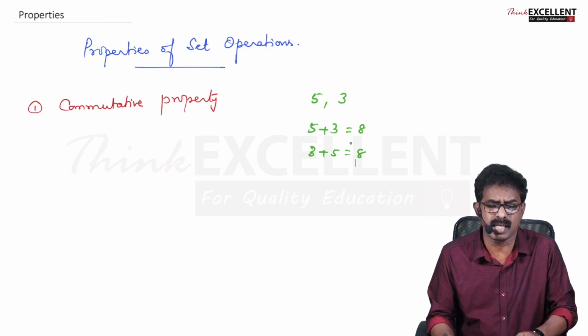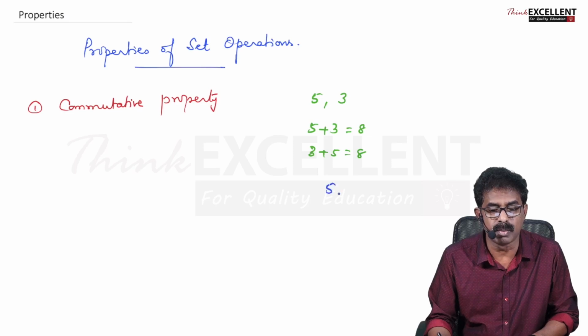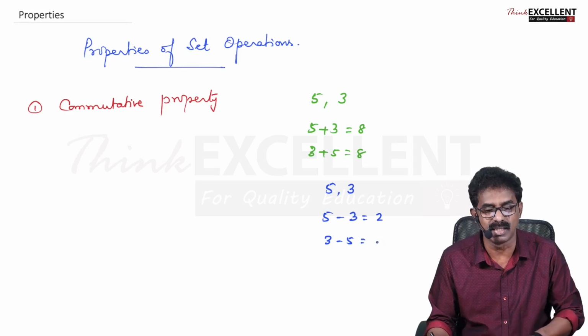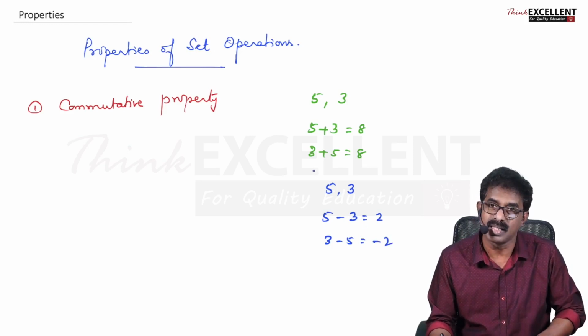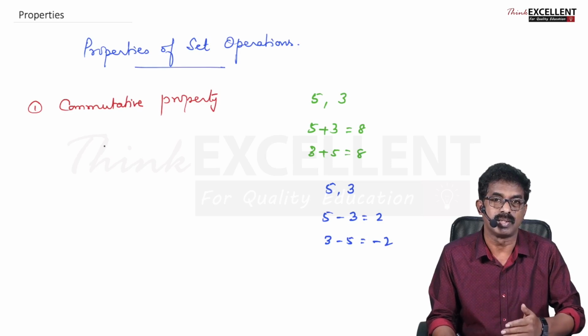But if you take subtraction, listen, suppose the same two numbers, 5 and 3. What is 5 minus 3? 2. 3 minus 5? 2 only, but minus 2, right? Minus 5 is there. So minus 2. They are not the same. So subtraction is not commutative, right? Addition is commutative. In the same way in sets, we studied some operations.